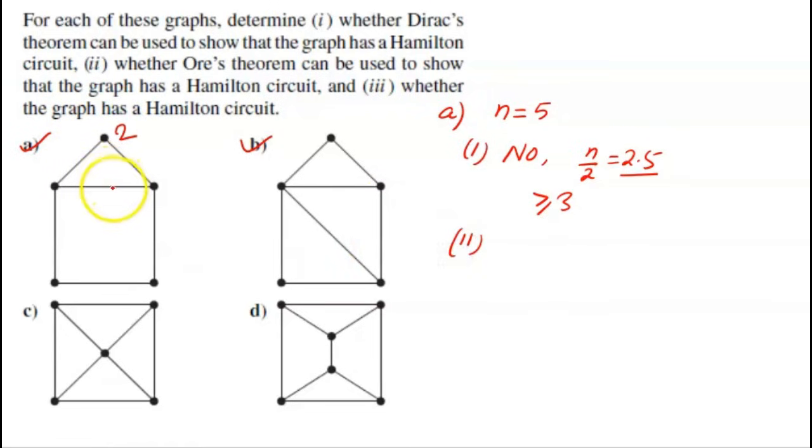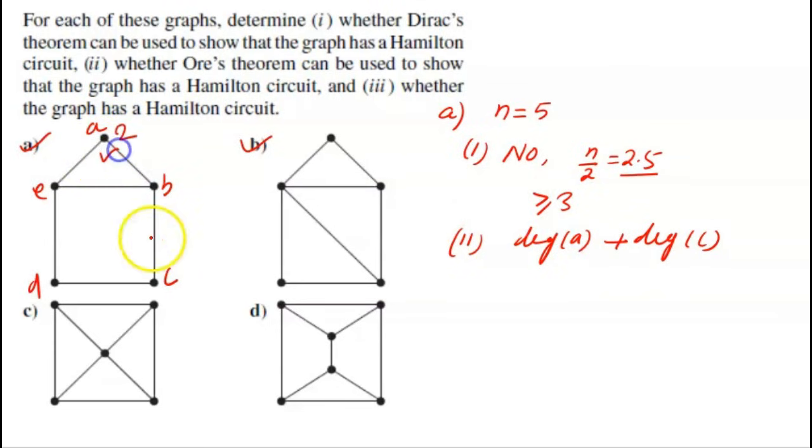Second, can we apply Euler's theorem? Let me quickly rename the vertices A, B, C, D and E, and look at vertex A and vertex C. One thing you notice is that A and C are non-adjacent vertices. There is no edge between A and C.